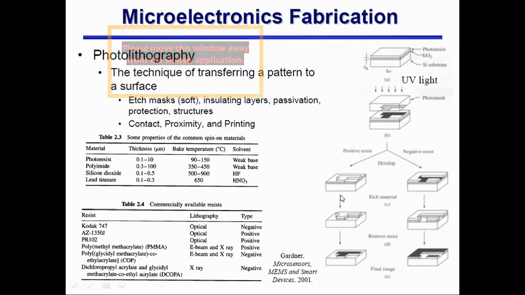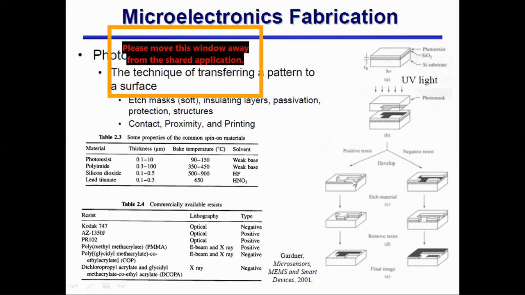So next, what are we doing? Why were we doing this photolithography? Because we want to etch some portion of the silicon dioxide. We want to etch some portion of the silicon dioxide.